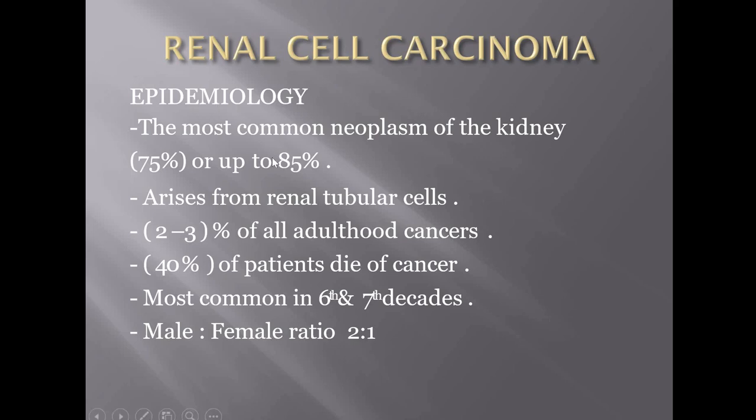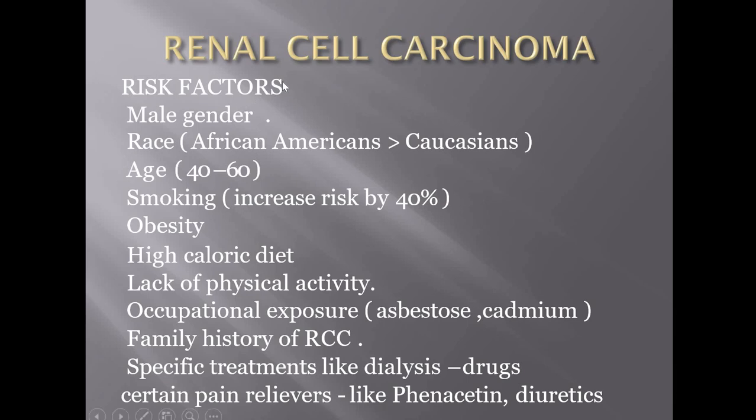It's the most common neoplasm of the kidney. It arises in renal tubular cells. It accounts for 2 to 3% of all adulthood cancers. 40% of patients die of cancer. Most common in the 6th to 7th decade, and again more predominant in the male population. What could be the risk factors is male gender. African Americans are more prone to it.